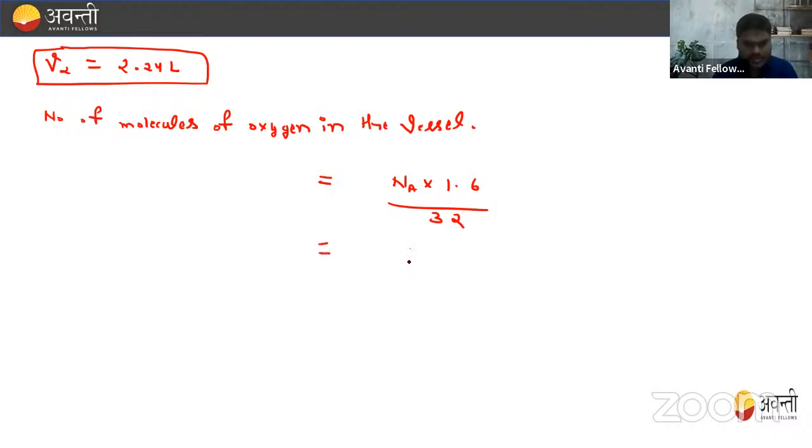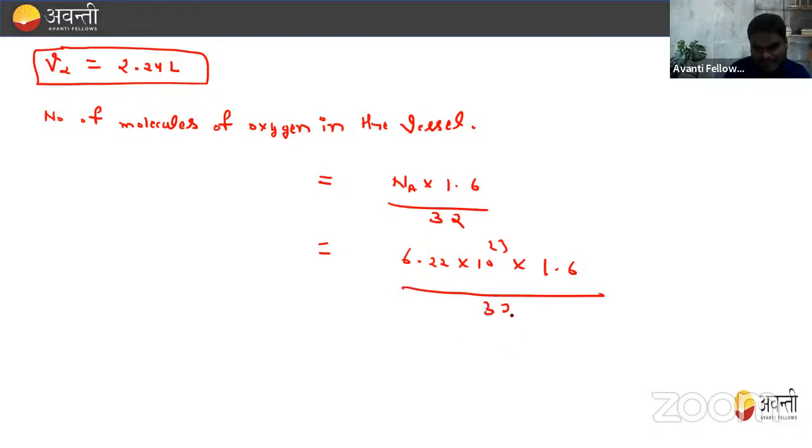So anyway, we all know that Avogadro number is 6.022 into 10 raised to the power 23. This is 1.6, and this is 30. So on solving, what you will get is 3.011 into 10 to the power 22. Okay, so this is the number of molecules of oxygen in the vessel.